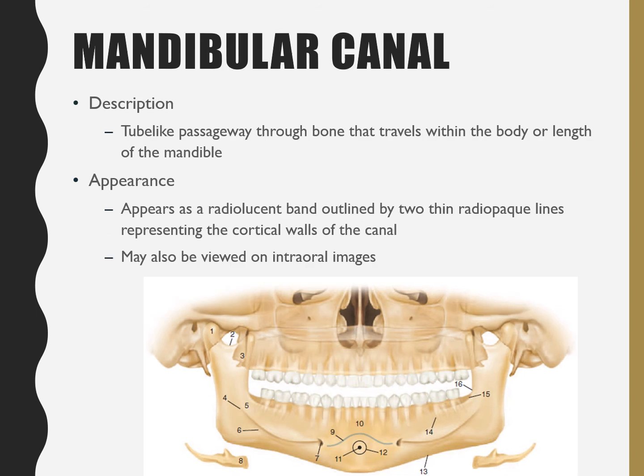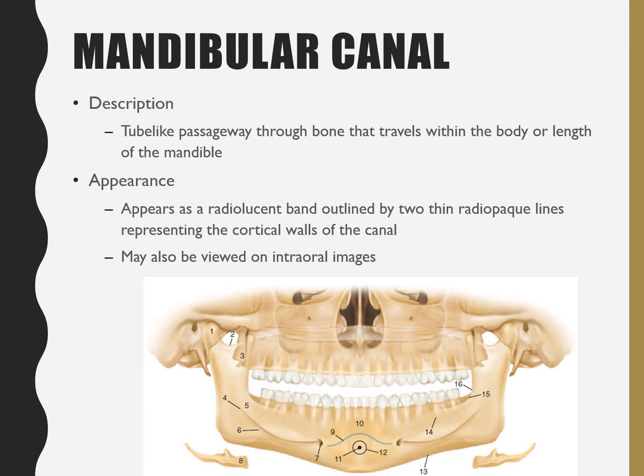The mandibular canal. This is wonderful. It's a wonderful structure. We see it on a lot of panoramic images. We see it on our intraoral images as well. It is a tube-like passageway through bone that travels within the body or length of the mandible. It's a very important canal. And it appears as a radiolucent band outlined by 2 thin radiopaque lines representing the cortical walls of the canal. It can also be viewed on intraoral images.